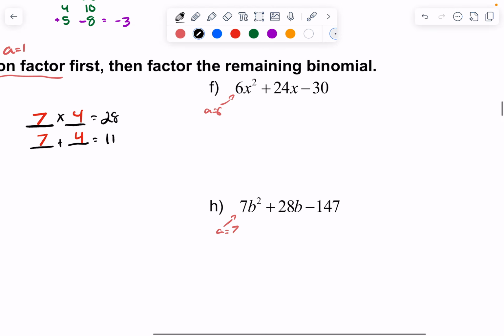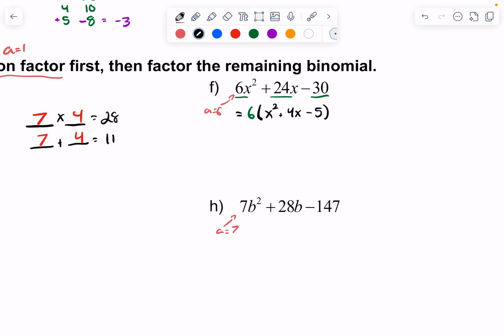So go over here, right? In this case, I can turn this a into a 1 if I get rid of this 6 right here. That's the goal. So ask yourself, well, can I get rid of it? Like, can I factor it out from each of these terms? And yes, because each one of those can be divided by 6. So if we factor out the 6 from each term, okay, you'd be left with x squared plus 4x minus 5.